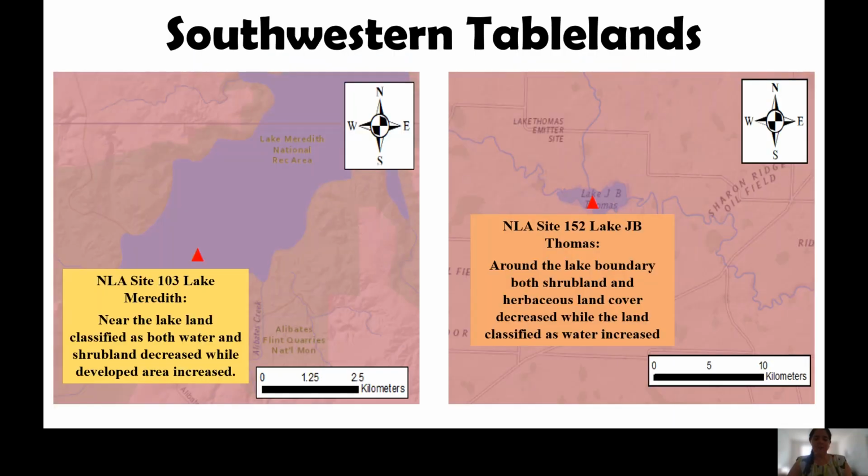The Southwestern Tablelands ecoregion had two different sites. They were located pretty far apart from each other, which is why there's two different maps shown. Neither of the sites showed a significant change in barren, forest, or farmland cover types. For Site 103, both the water and shrubland cover decreased closer to the boundary, which were then converted to developed land cover area. Site 152, however, showed a decrease in shrubland and herbaceous land cover over the entire buffer of the lake, which was then converted to water.